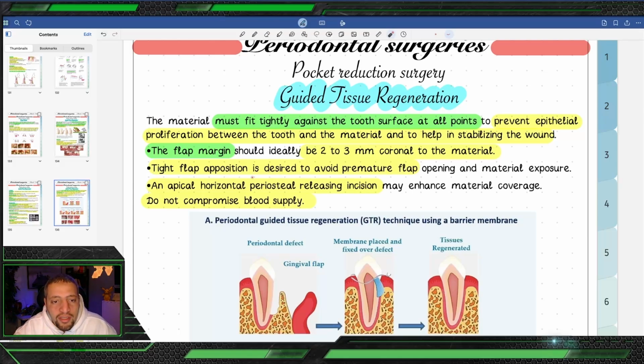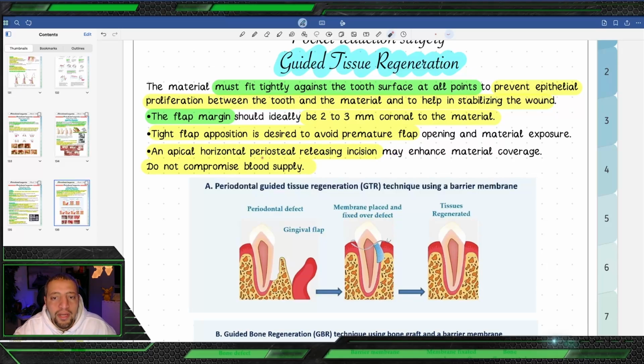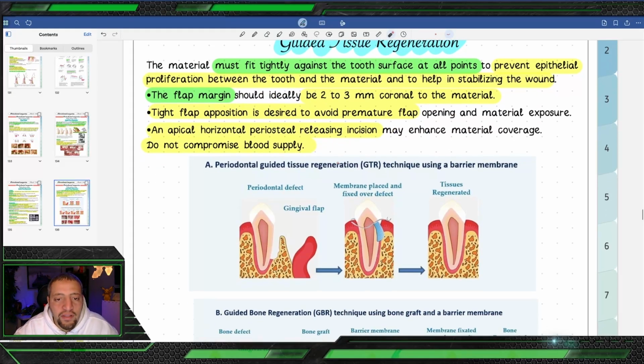Tight flap positioning is desired to avoid premature flap opening and material exposure. An apical horizontal periosteal releasing incision may enhance material coverage and does not compromise the blood supply. This one I am going to show you how we do when we discuss the coronally positioned flap.